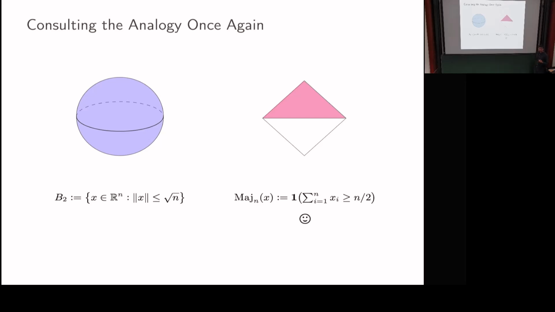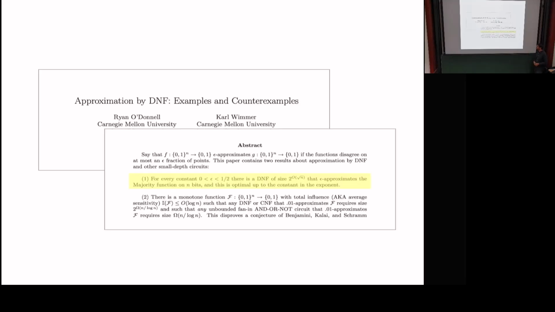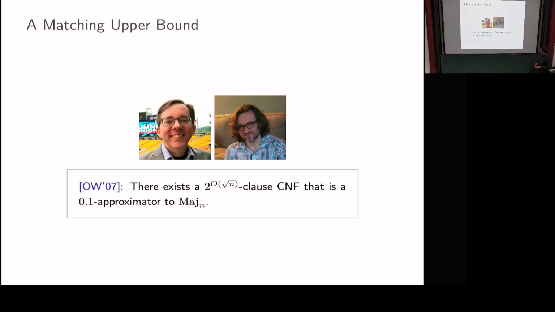And it turns out that, again, things are known over here. There's this paper by Ryan O'Donnell and Karl Wimmer from 2007. It's titled Approximation by DNF. Just pretend the D is a C; it doesn't make much of a difference. But they say in the abstract that for any constant error, there is a CNF of size 2 to the root n that approximates majority. So in particular, this tells you that the Håstad-Boppana type of argument was tight. There's a matching upper bound construction. Just to restate this in bigger font, O'Donnell and Wimmer showed that there is a 2 to the root n clause CNF that approximates majority to accuracy 0.1.